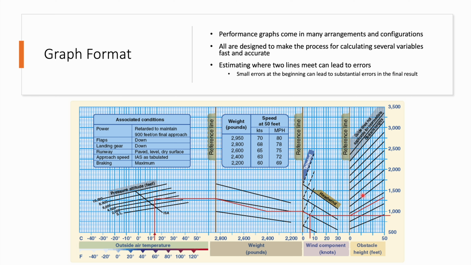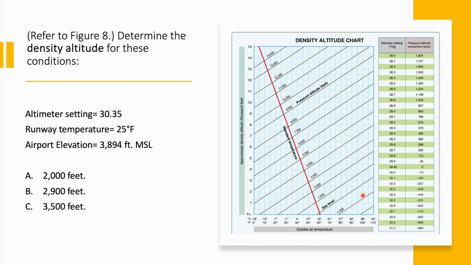You're not allowed to draw on the supplement book you're given on the written test, but they'll usually give you a plastic sheet or cover and a dry erase marker, and so you can use that to draw on it. All right, first practice question that we're going to look at is this density altitude conversion table.